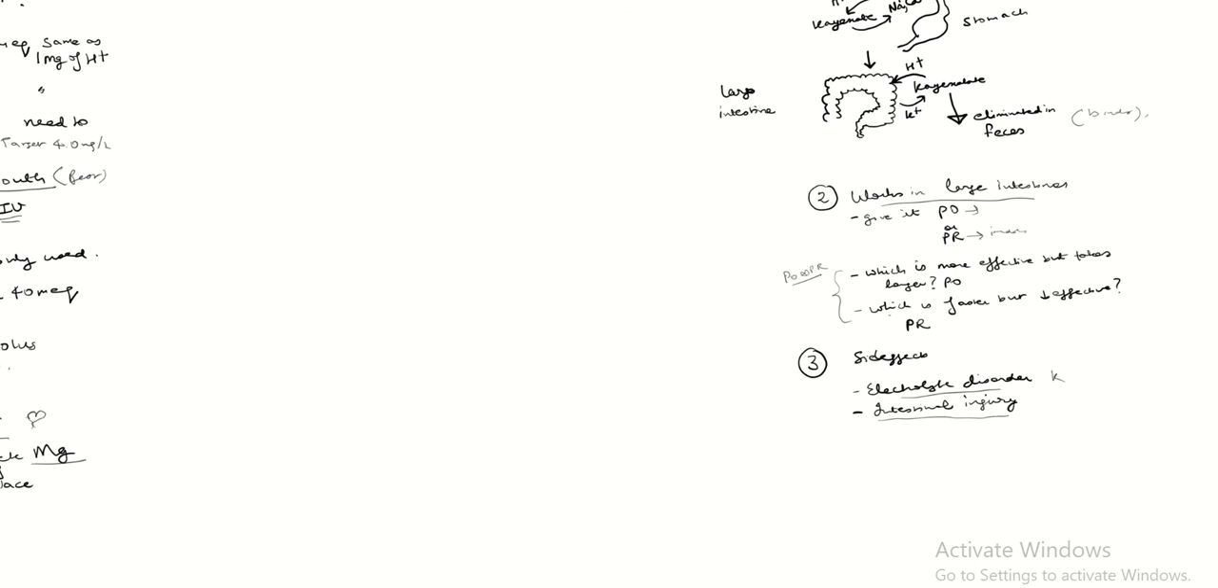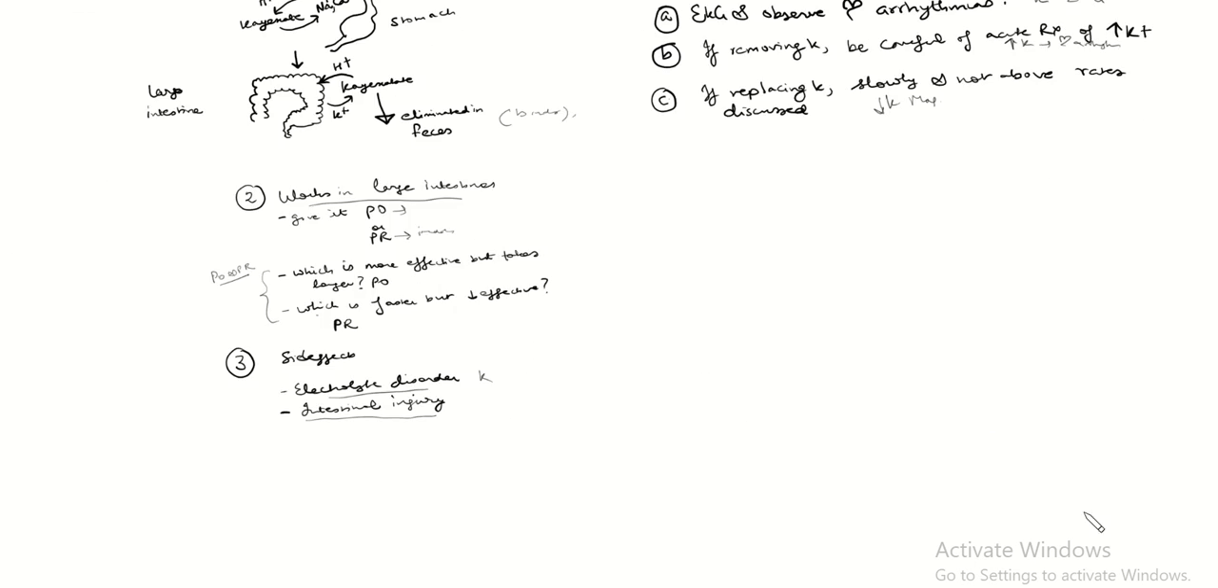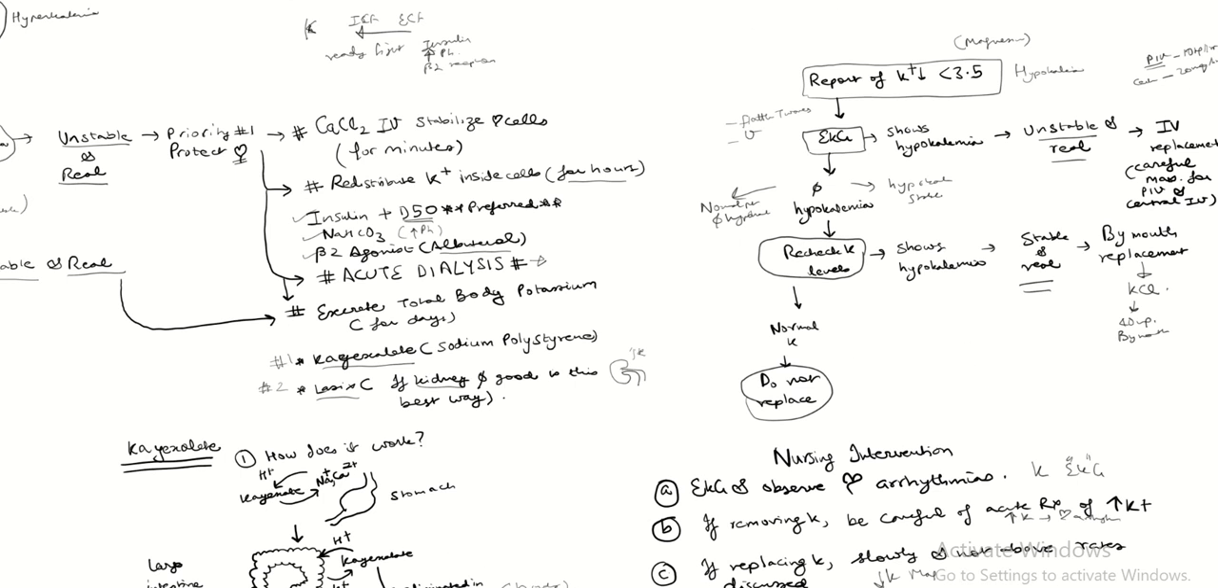The last part of this that we went over was if you have hypokalemia. We do an EKG. If it shows hypokalemia, it's unstable and real. Gotta replace IV and gotta be careful of the rates. We gotta give potassium through IV. Patient safety.